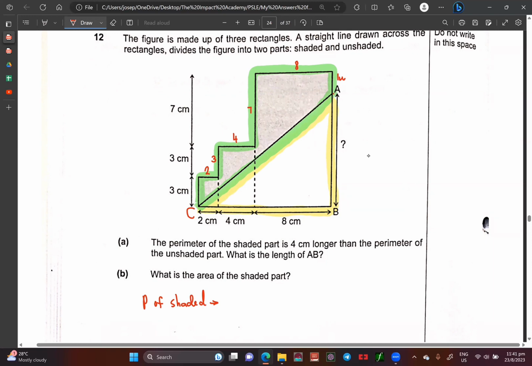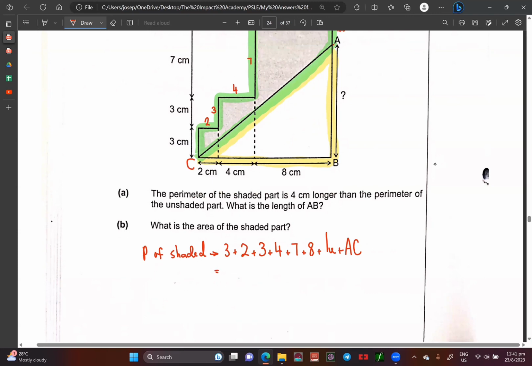Okay, so we are going to write it out. Because we start from here, I'm going to start with 3 plus 2 plus 3 plus 4 plus 7 plus 8 plus 1 unit plus AC. So this is the perimeter of the shaded one. You might want to solve it as well. 3 plus 2, 5, 5 plus 3, 8, 8 plus 4, 12, 12 plus 7, 19, 19 plus 8, 27, plus 1 unit plus AC. So that is the perimeter of shaded when I put all of them together.